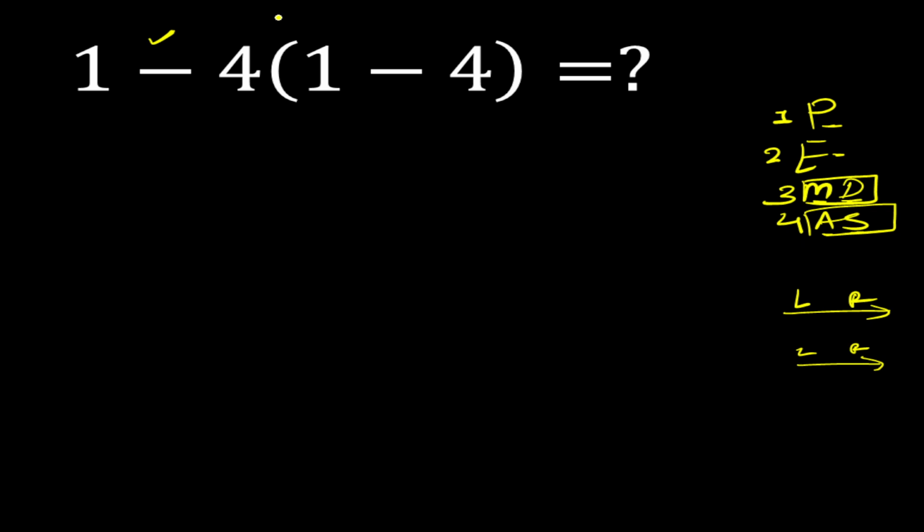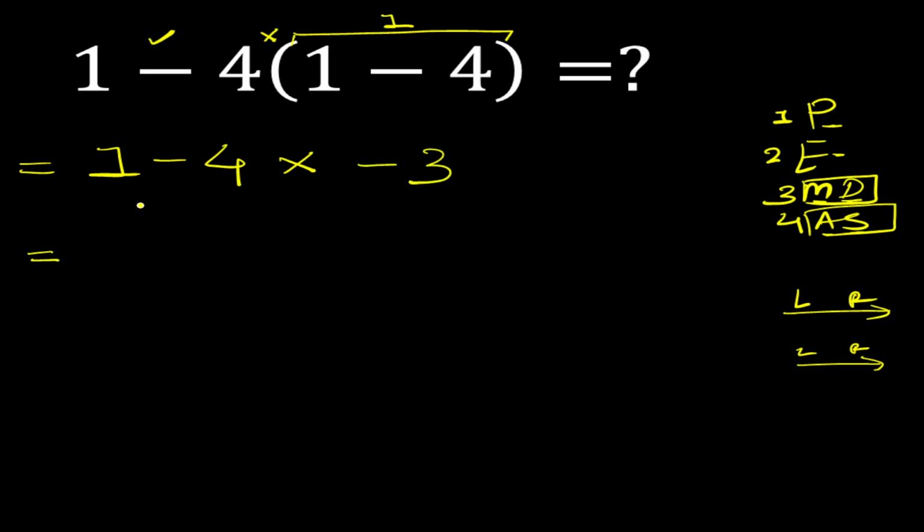In this question, here we have one subtraction, here multiplication, and here we have one parenthesis, right? So according to PEMDAS, first we have to solve this parenthesis. So is equal to 1 minus 4 multiplied. Now solve this parenthesis. 1 minus 4 is equal to minus 3.